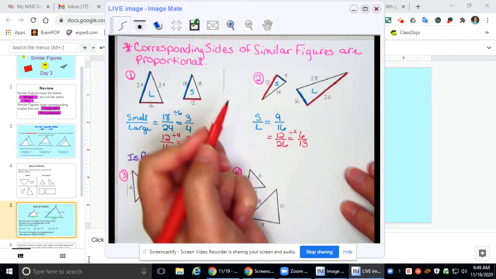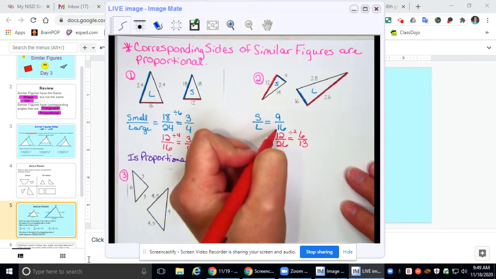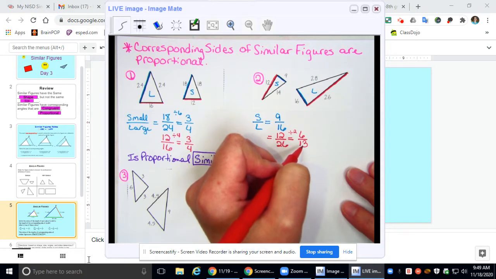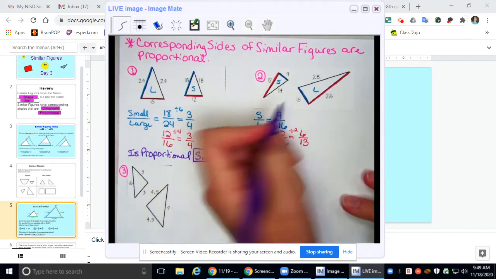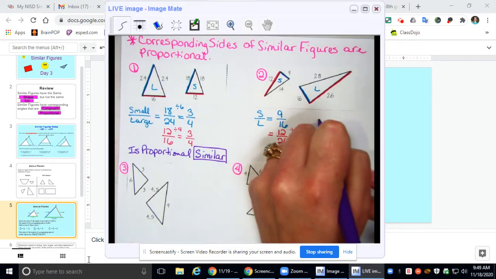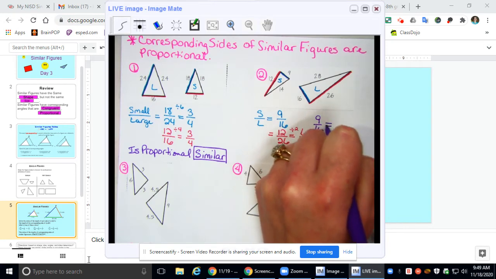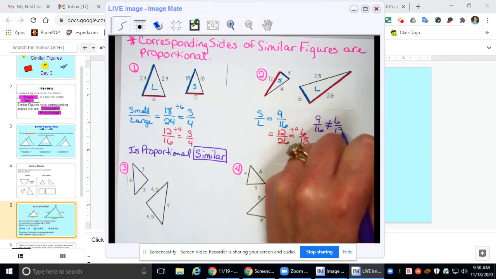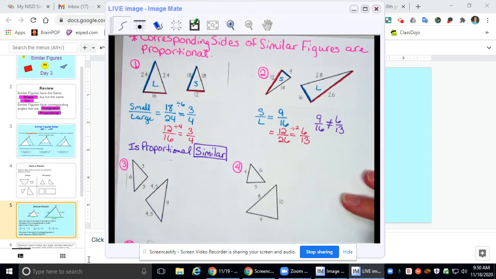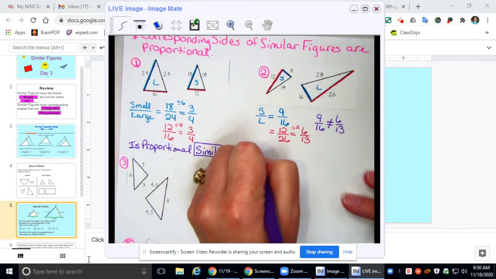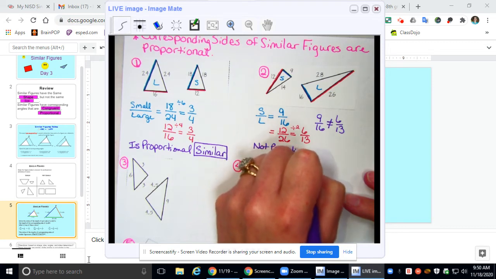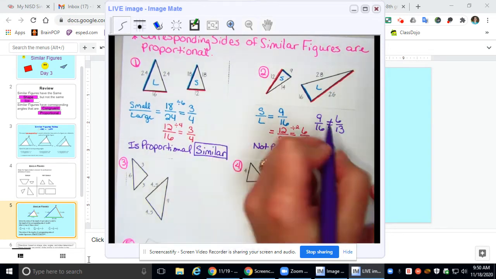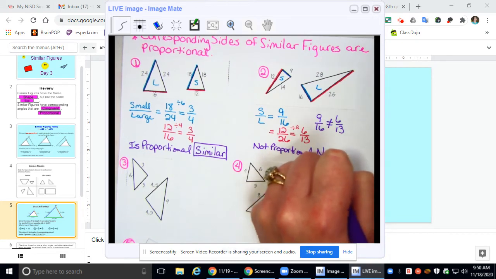Okay, now notice how 9 to 16 is not equivalent to 6 to 13. Okay, so since the ratios are not equivalent, 9 over 16 is not equal to 6 over 13. I don't need to go any further, okay, and I'm going to say it is not proportional. And if it's not proportional, it is not similar.